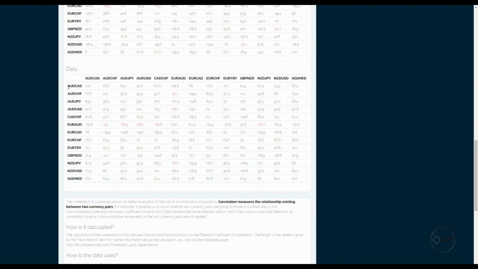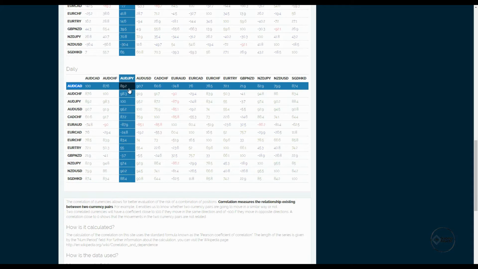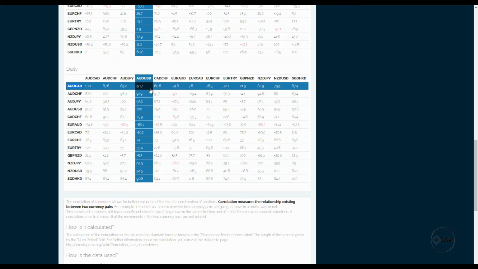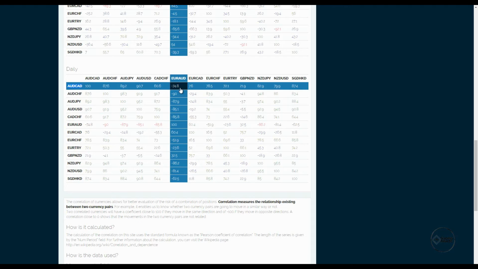So let's say, for example, we want to trade Aussie Canadian, and we want to see with which currency it corresponds. So we have Aussie Swiss franc here, 87.6%, very good correlation. To the left, we have Aussie JPY, 89%, Aussie USD 90, and then we have CAD Swiss 60. So we have Euro Aussie here, minus 74.8, which is an opposite correlation pair.